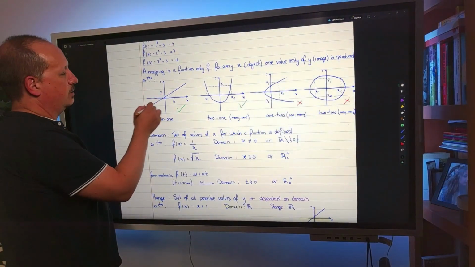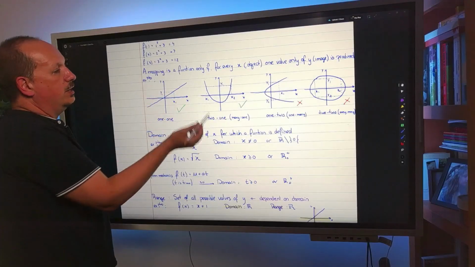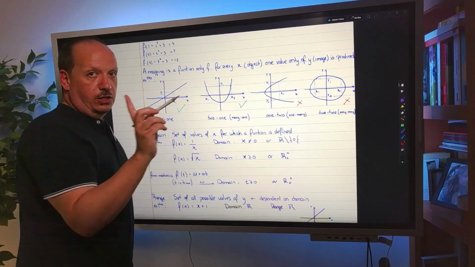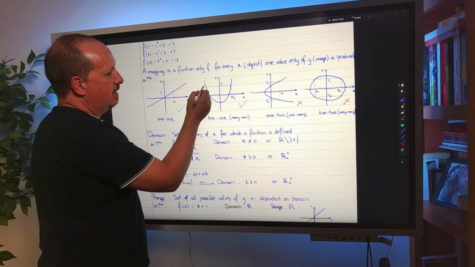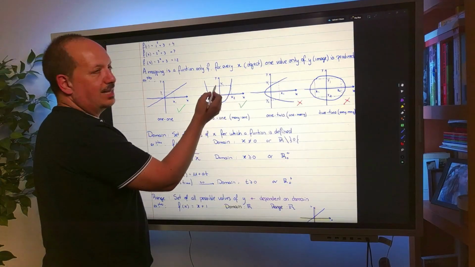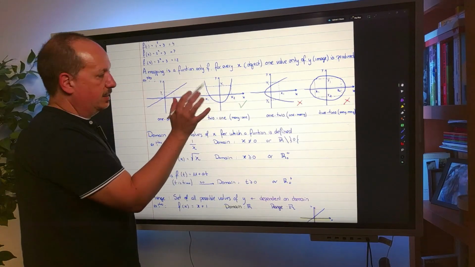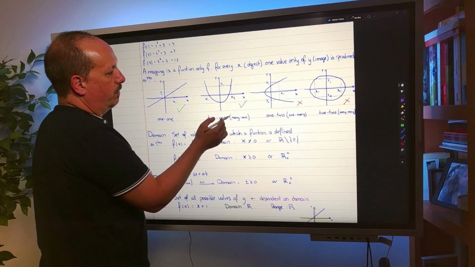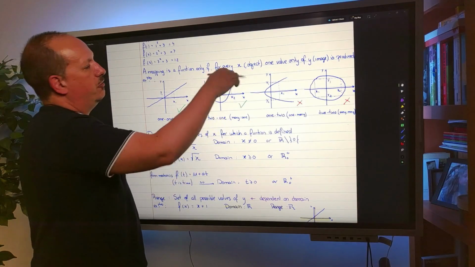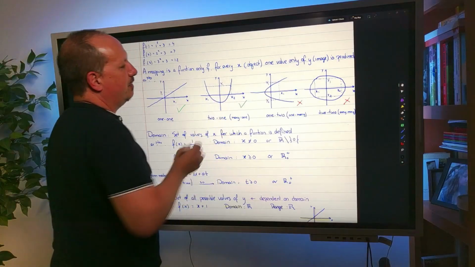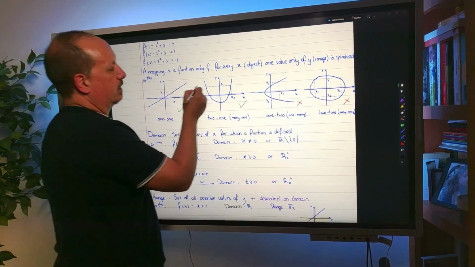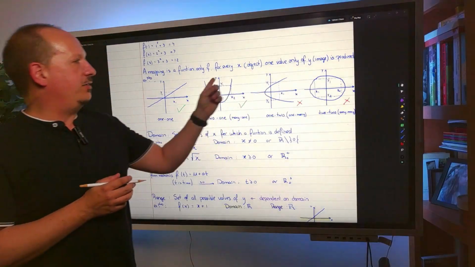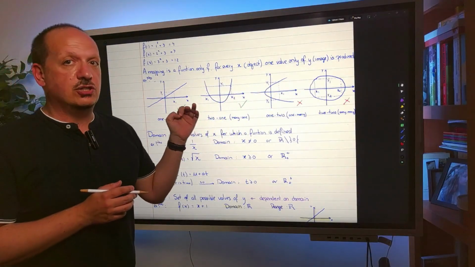For every x, you'll have a y. This will happen over here. For every x, you will have a y. Note that in this particular case, you have two values of x with the same y, but that doesn't matter. This is called a 2-1 mapping, okay? Actually, you may have an infinite number of x's having the same y. If you have a straight horizontal line, you have an infinite number of x's having the same y, and that is a function, okay?